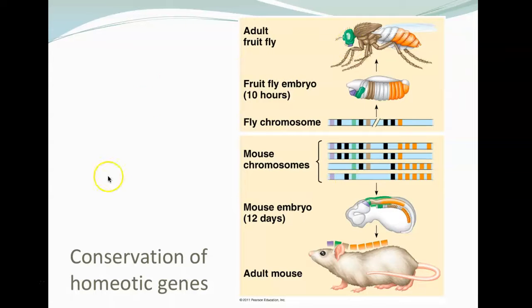And then this picture right here just shows you chromosomes. And it's showing you fruit flies and mice, how that homeotic gene is very similar between fruit flies and mice. Therefore, at some point in time, the fruit fly and the mouse must share some common ancestor. All right, so it's used as evidence.